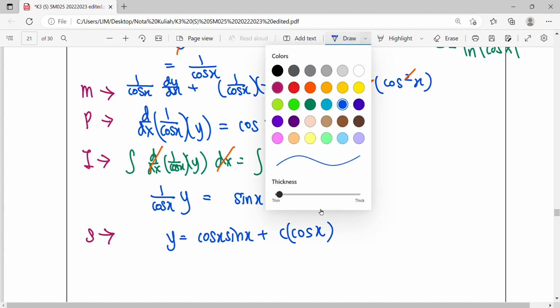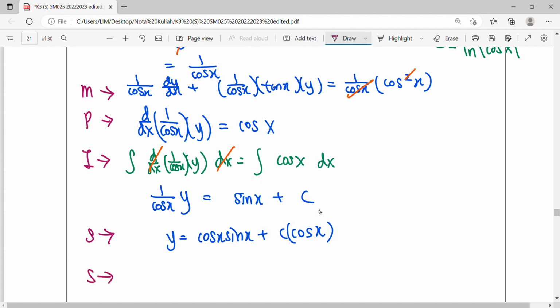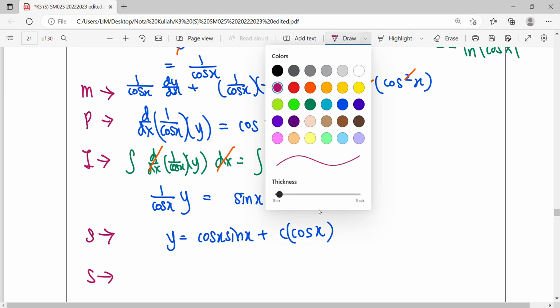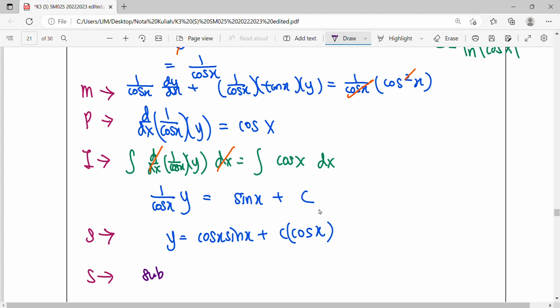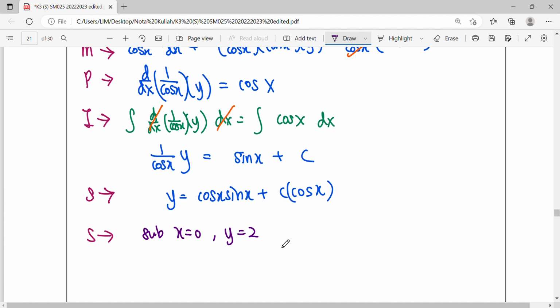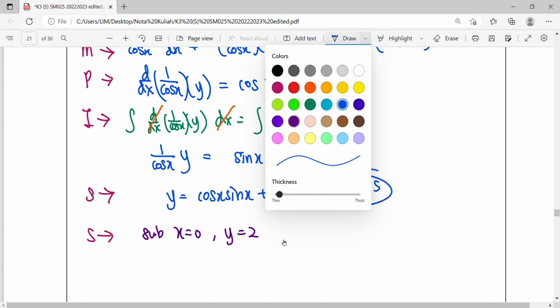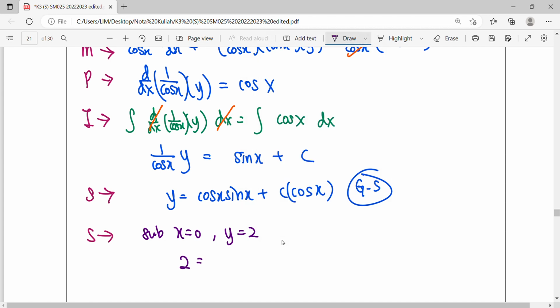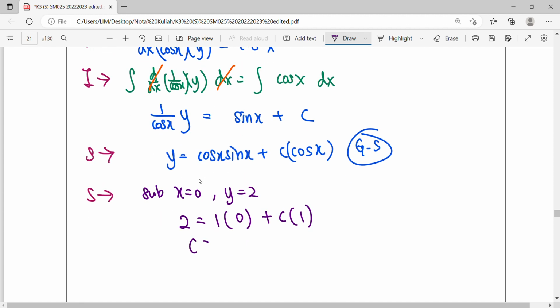For this question, we have one more step. We have to find the particular solution, where we need to substitute x equals 0 and y equals 2 to find out this c. So cos 0 is 1, sin 0 is 0, cos 0 is 1. So c will equal 2. So lastly, the particular solution is obtained.